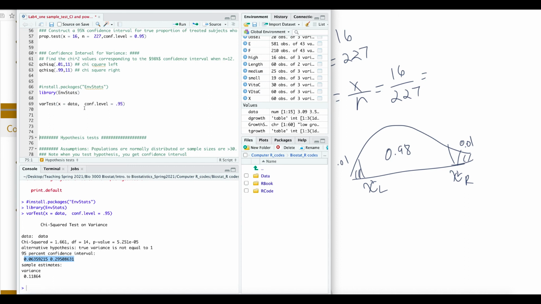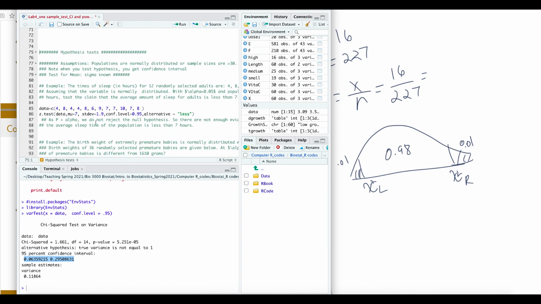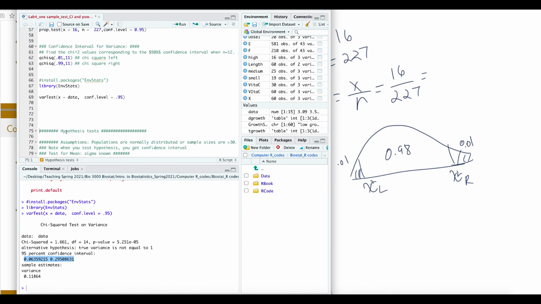Okay guys, so this is how you find the confidence interval for the mean, when sigma is given and not given, proportion, and the variance. So in the next video I will work on hypothesis tests.